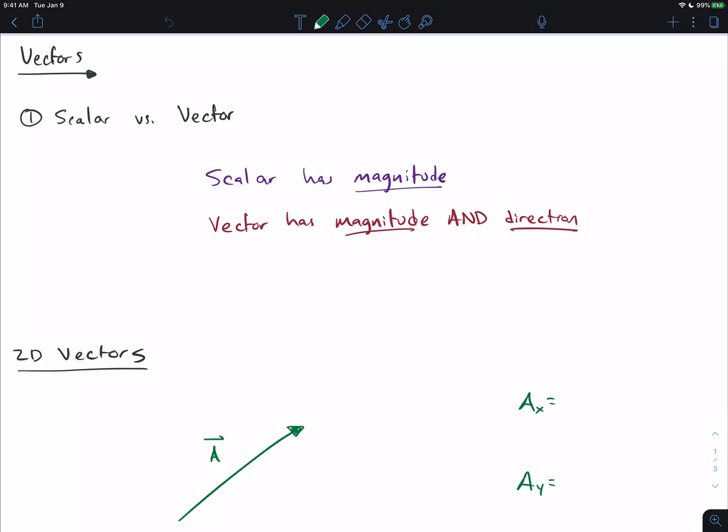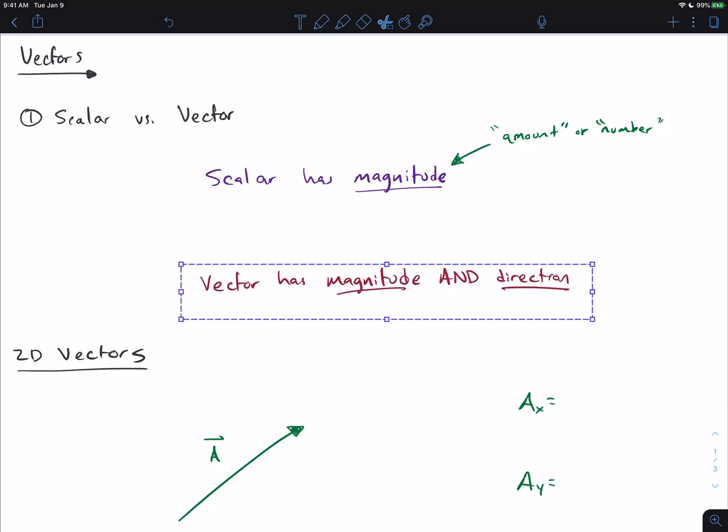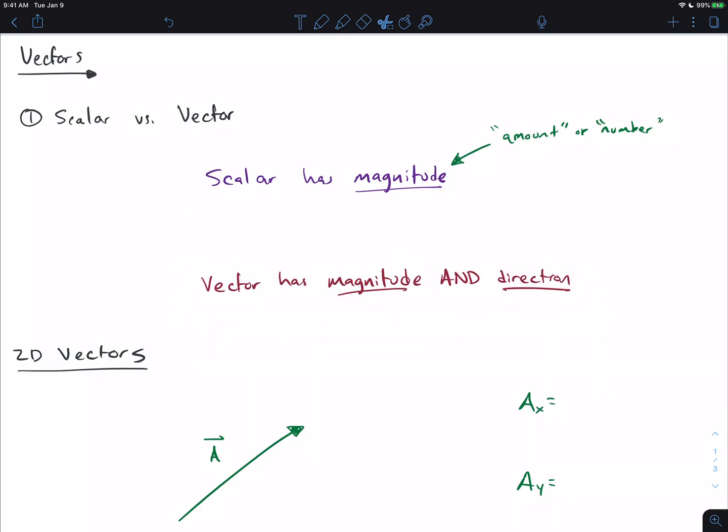So I can put this here: an amount, or a number. Okay, so when we talk about scalars, we're focusing on things that only have number values. They can be completely described only by the amount that there is.